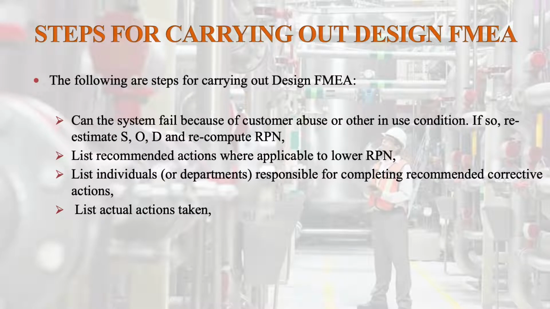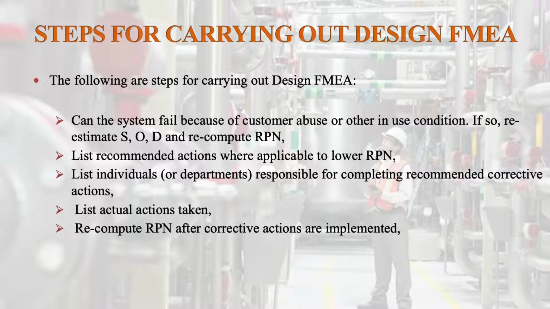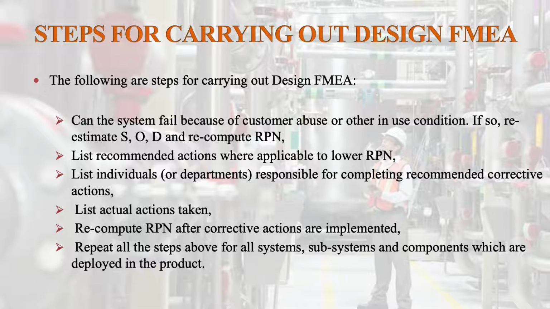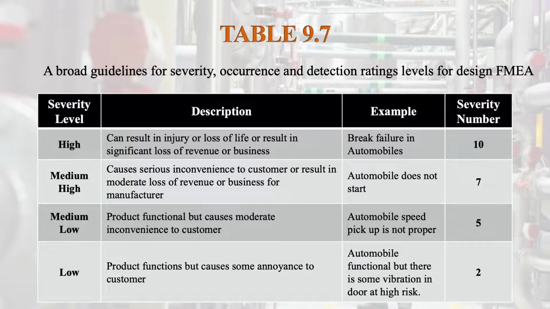List actual actions taken, recompute RPN after corrective actions are implemented, repeat all the steps above for all systems, subsystems and components which are deployed in the product. So these are the various steps for carrying out design FMEA. Suppose broad guidelines for severity, occurrence and detection rating levels for design FMEA are as shown in table 9.7.